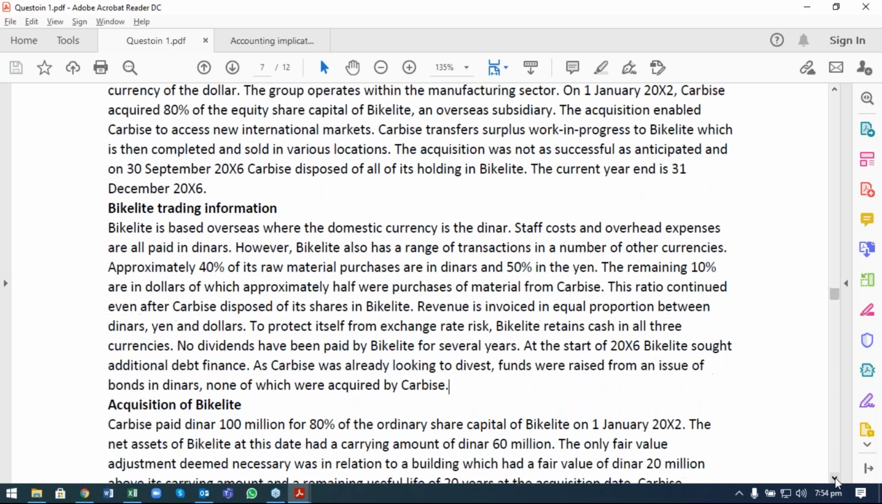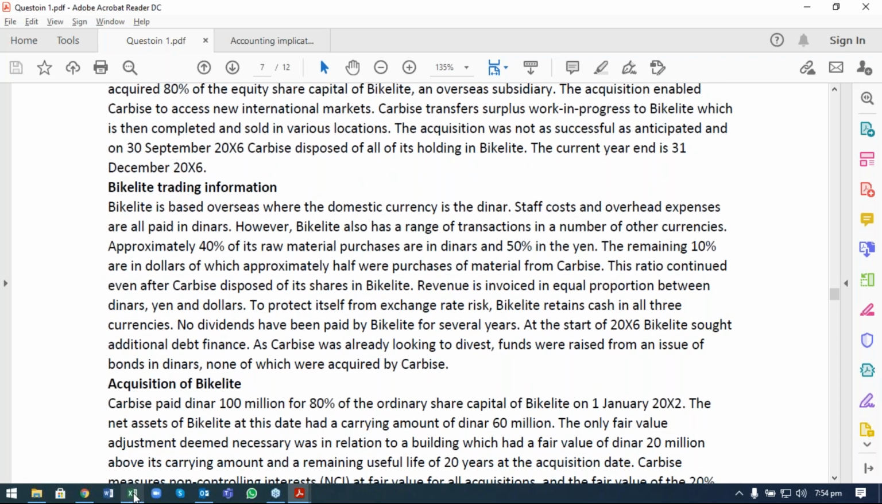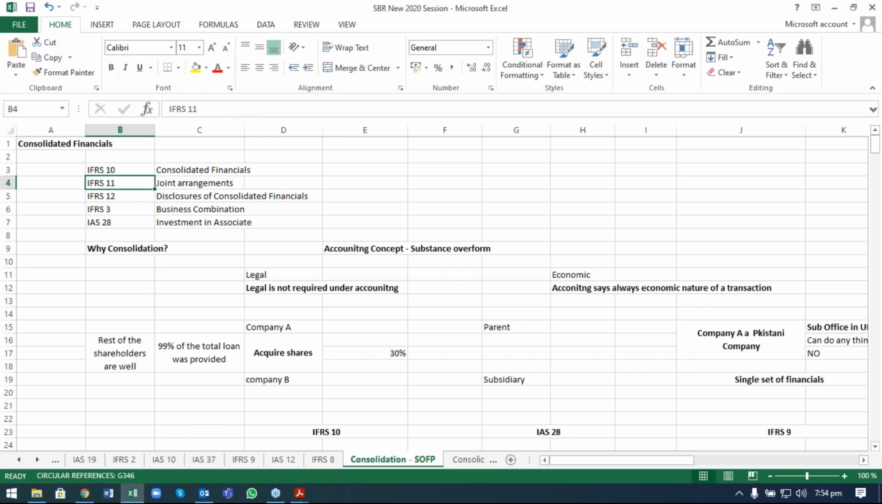Okay, the next portion is related to the consolidated section. The important thing is there are basically 5 standards in relation to the consolidated section. IFRS 10, it's related to consolidated financial statements. IFRS 11, joint arrangements. IFRS 12, disclosure of interests in other entities. IFRS 3, business combinations, and IAS 28, investments in associates. So these are the 5 basic standards. Those are giving you an idea how to account for them.